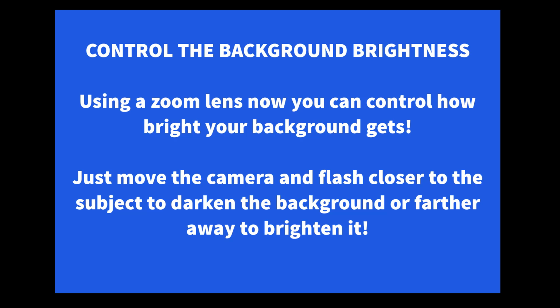Finally, use the inverse square law to your advantage. Using a zoom lens, now you can control how bright your background gets. Just move the camera and flash closer to the subject to darken the background, or farther away to brighten it.